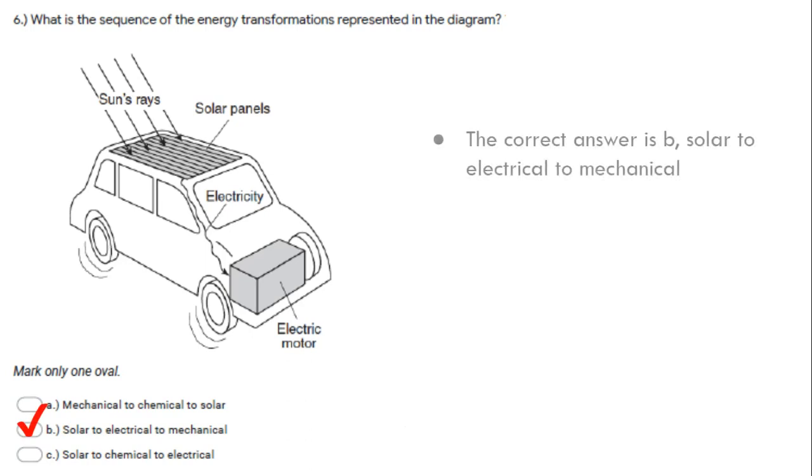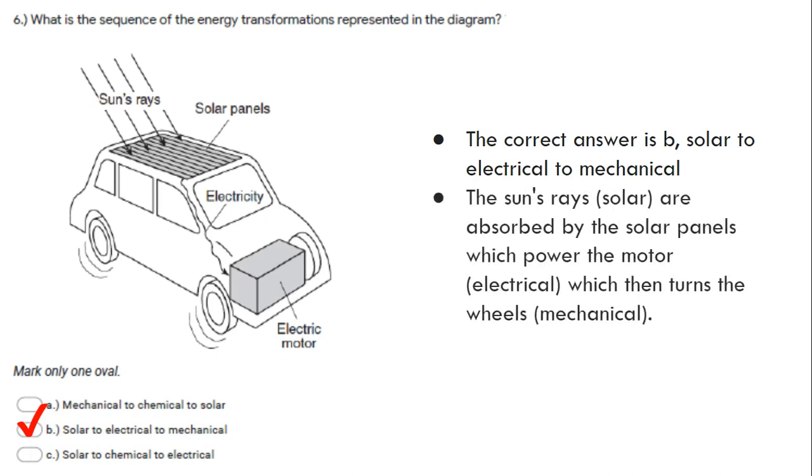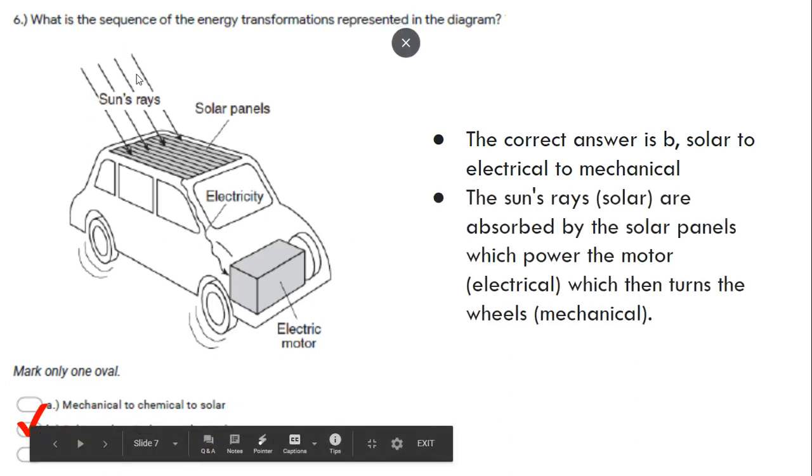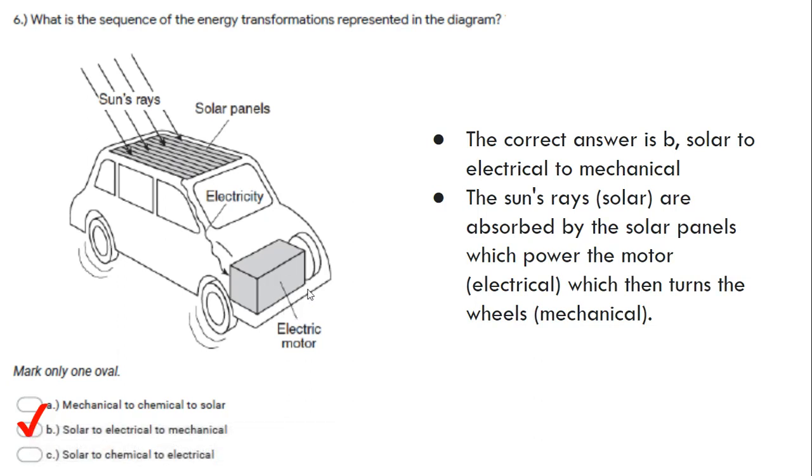Right, the correct answer choice is B, solar to electrical to mechanical. So the sun rays are absorbed by the solar panels, which then power the motor, which is electrical energy, which then turns the wheels, which are a form of mechanical energy.